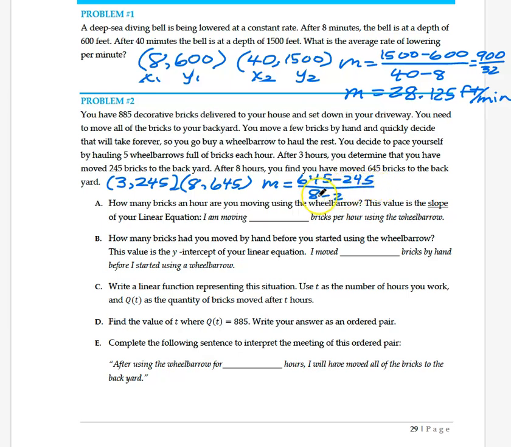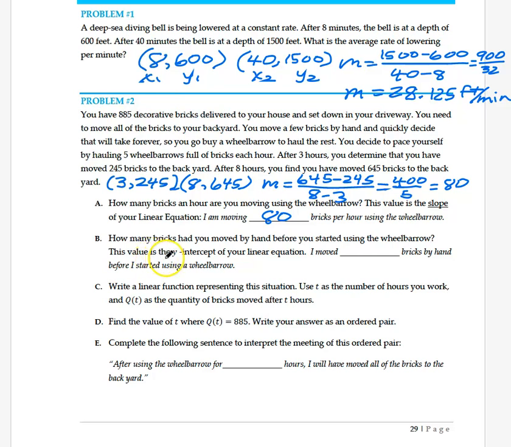So we get, I meant 8 minus 3. I don't know why I said 2. 8 minus 3 is our other one. Okay, so then on the top, when we subtract those, we get 400. And then on the bottom, when we subtract those, we get 5. And 400 divided by 5 is 80. So let's think about what we found here. 80 what? Well, we're moving 80 bricks per hour using the wheelbarrow. Okay, so that's going to be 80.